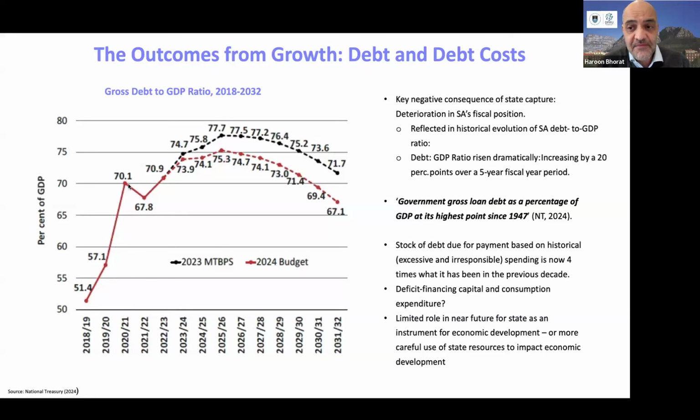So effectively what happens, right, is that the debt to GDP ratio rises dramatically over a very short time period. And in fact, that's a quote from the National Treasury, that our gross loan debt as a share of GDP is now at its highest point since 1947. Just keep that in mind, right? So as a share of GDP, we're doing the worst we've ever done in about 50 years, right? Or 70 years.